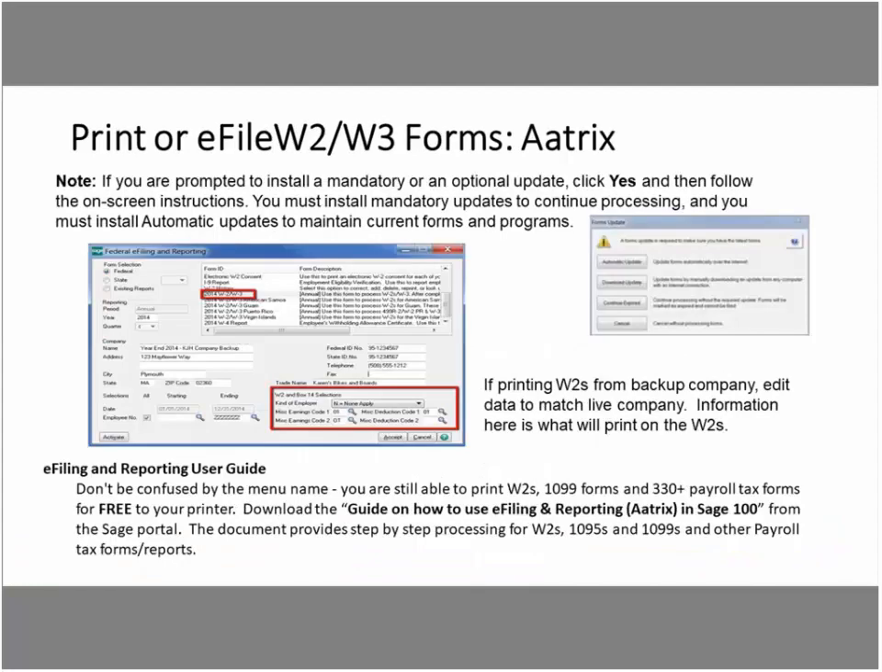To print or to e-file the W-2, W-3 forms via Atrix, I apologize for the smallness of the screen here, but when you actually go and launch the application, the first thing it's going to do is look to your machine and see whether or not your forms are current. It's going to ask you whether or not it can do the update. This first button here says automatic update. We suggest that you go ahead and click that button.